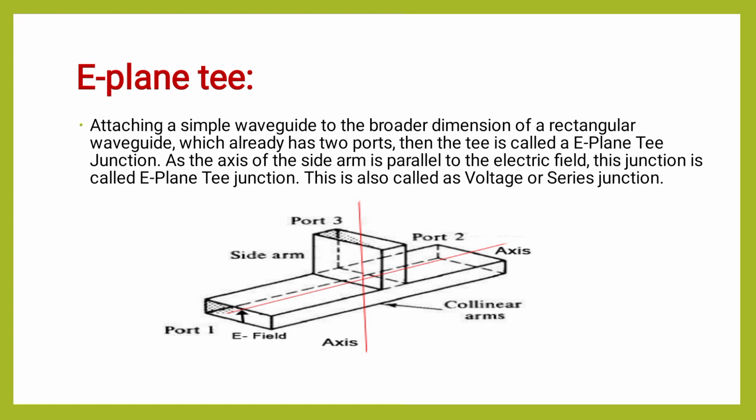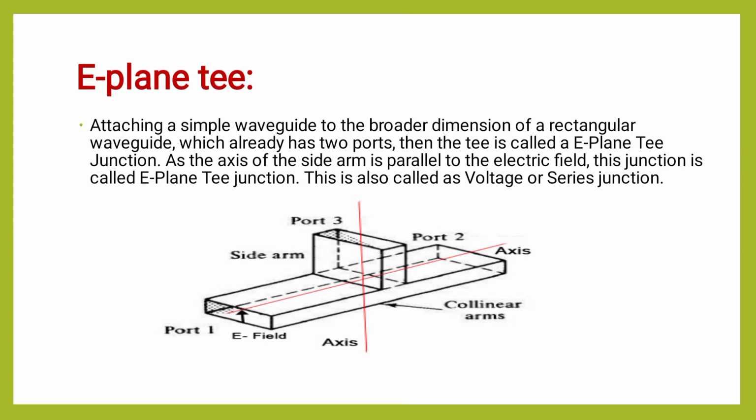Here observe, it is the electric field direction. This arrow mark indicates the electric field direction. We know the electric field direction is always indicated vertically and the magnetic field direction is always indicated horizontally. Whenever the electric field direction is vertical, then port 3 is also parallel to this electric field. That's why I mentioned here that port 3, the auxiliary port, is parallel to the axis of the electric field. And this is about the definition of the E-plane T.